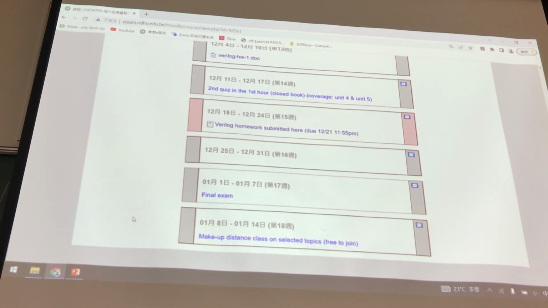And after the final exam, we have a makeup distance class. It's free to join. It's up to you. It's not going to be part of the grading, so it's okay if you cannot attend. But I'll give you some more study topics about the VLSI design. So today we are going to discuss depth test design. We are going to focus on the subsystem design. How do you design a subsystem using VLSI circuit?